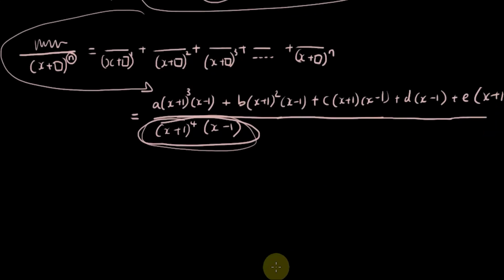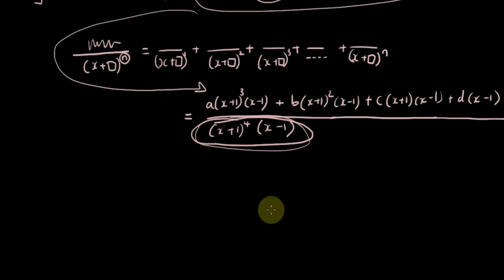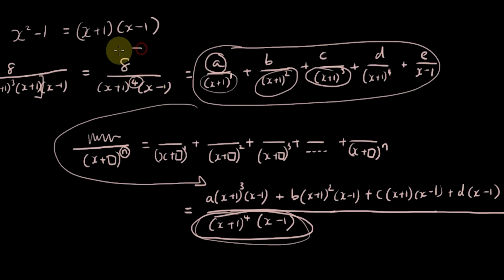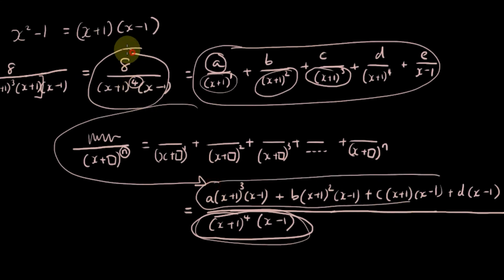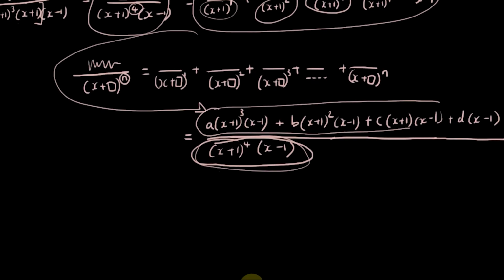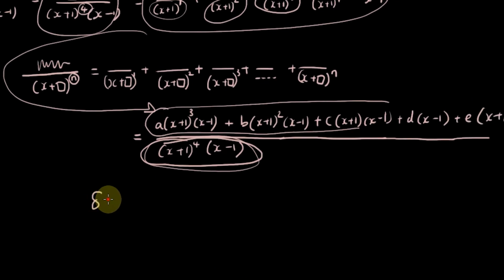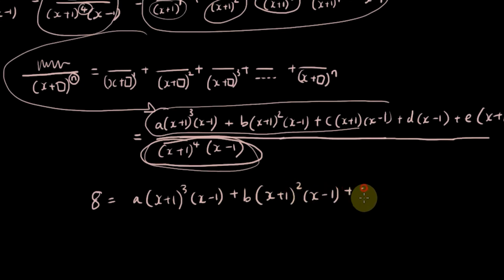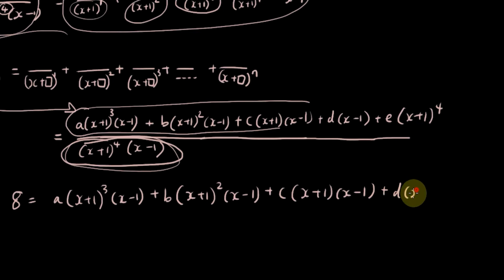And now we're going to make the top equal to the top of the other fraction. So the top of all of this is going to equal 8. Right, so that bit is pretty similar to what we did before. So 8 equals a bracket x plus 1 cubed x minus 1 plus b bracket x plus 1 squared x minus 1 plus c bracket x plus 1 x minus 1 plus d bracket x minus 1 plus e bracket x plus 1 to the power of 4. Barely fits on my screen. How crazy is that?